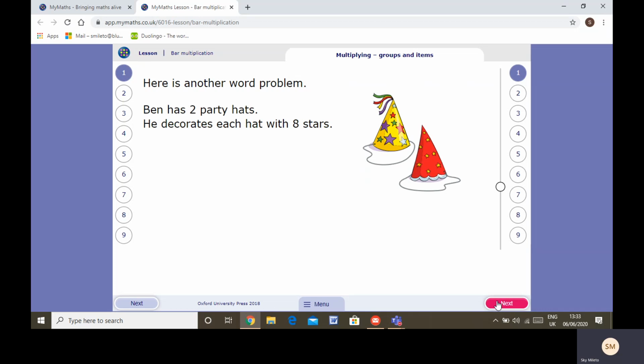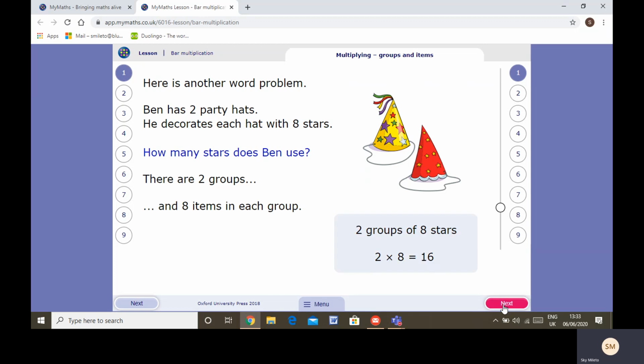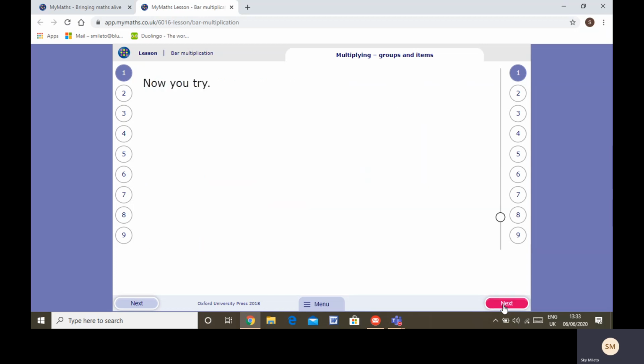So Ben has 2 party hats. He decorates each hat with 8 stars. How many stars does Ben use? This is a worded problem, okay? So we need to think, how are we going to do this problem? We've got 2 hats, and we've got 8 stars on each hat. If we wanted to do multiplication, we could do 2 groups of 8. 2 times 8, 16.